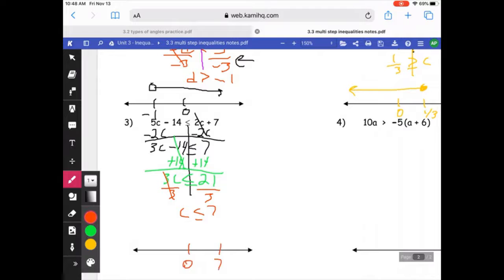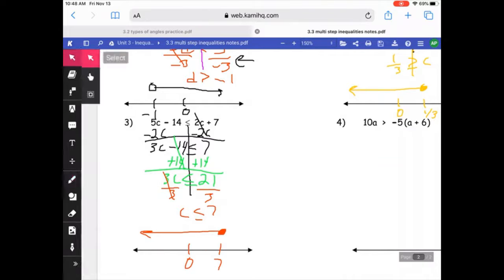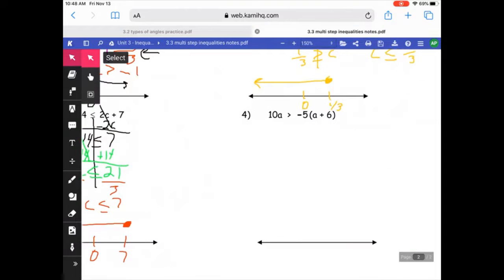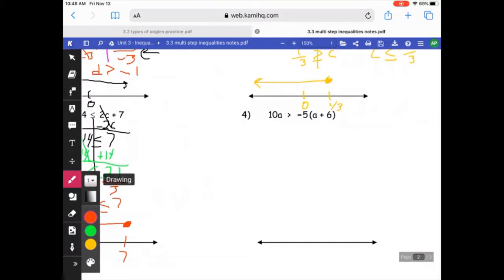Okay, so now I have my 0, I have my 7. I'm going to put a closed circle on top of 7, and I'm going to shade to the left. Anything that is less than 7 is going to be to the left of 7 on the number line. All right? Number 4, I have 10a is greater than negative 5 times a plus 6.